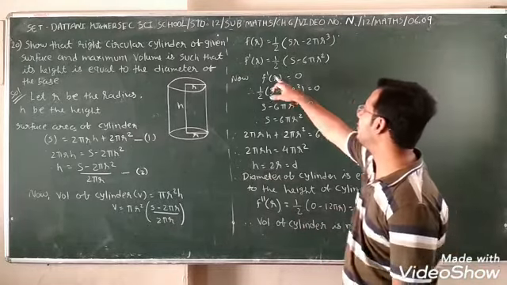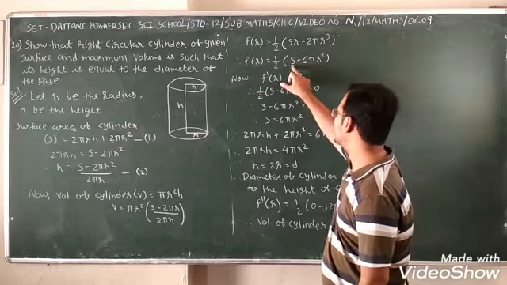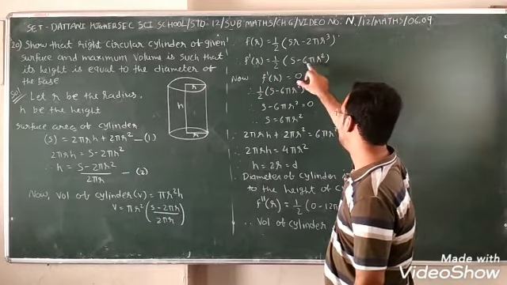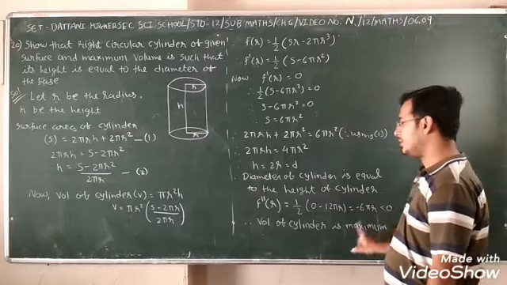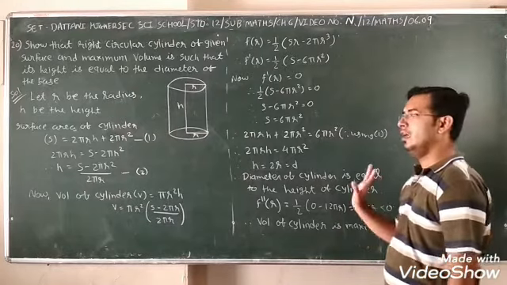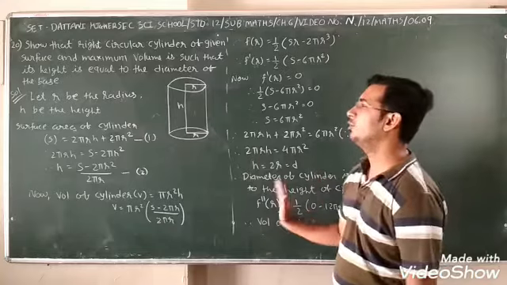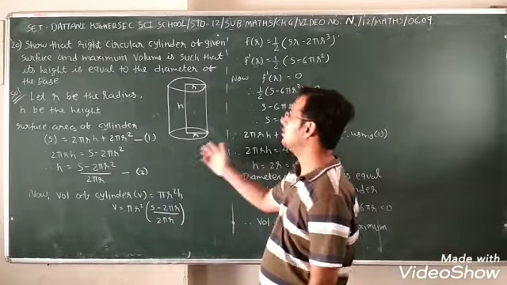So f double dash is 1 by 2, as S is constant, so 0 minus 12 pi r, which gives minus 6 pi r, which is less than 0. It means the volume of the cylinder is maximum. Hence we prove it. Next one, sum 21, is similar to this sum.